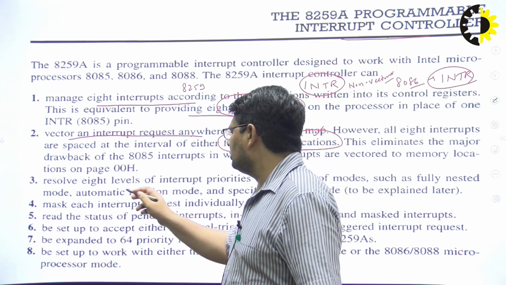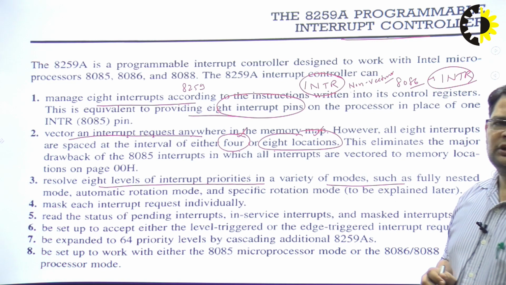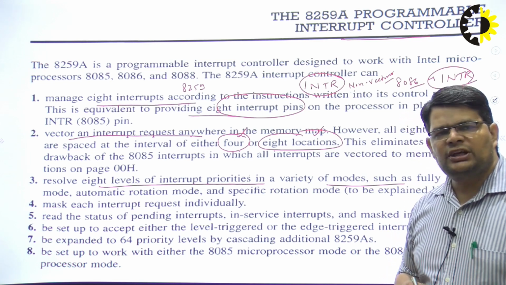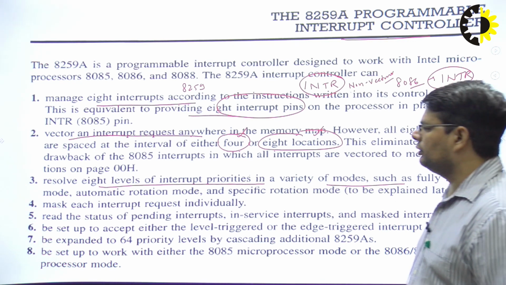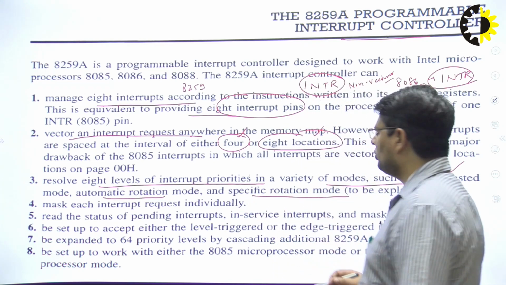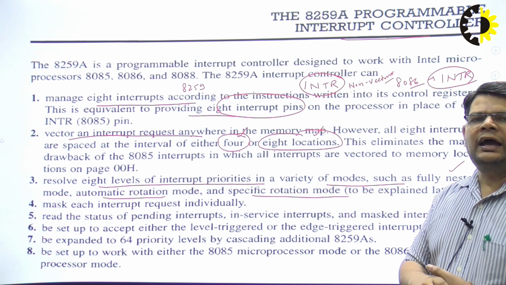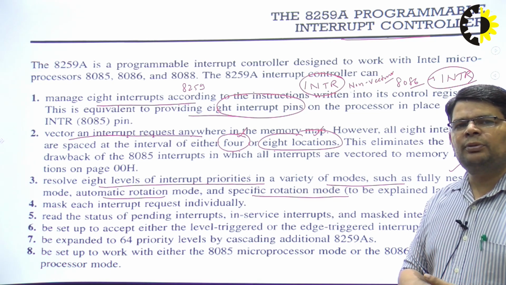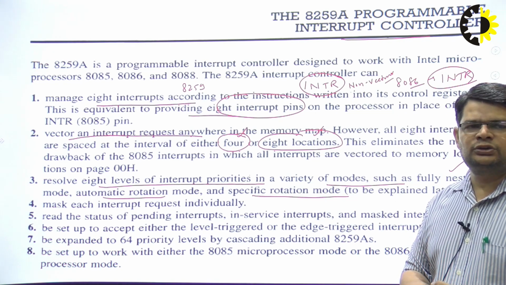Moreover, we have discussed 8 levels of interrupt priorities in a variety of modes, that is, 8259 resolves the priority of multiple interrupt requests based upon the modes. These modes are, for example, fully nested mode, another is automatic rotation mode, and specific rotation mode. We will discuss these later. So based upon the mode, we can have a priority deciding mechanism in the 8259. Based upon that, when multiple interrupt requests are received in the microprocessor based system, their priority gets resolved.